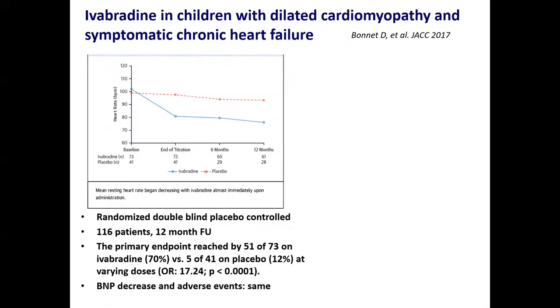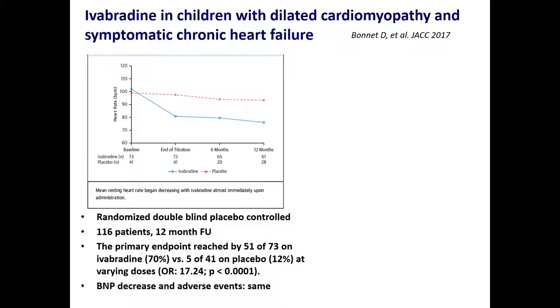So I think there is enough data to say that beta blockers should be used in dilated cardiomyopathy as long as it is tolerated. Ivabradine is this data that again came in 2017. And as you would see, out of 116 patients, the primary endpoint, which was basically reduction of heart rate, was achieved in 70% versus 12% on placebo. And this was statistically significant.